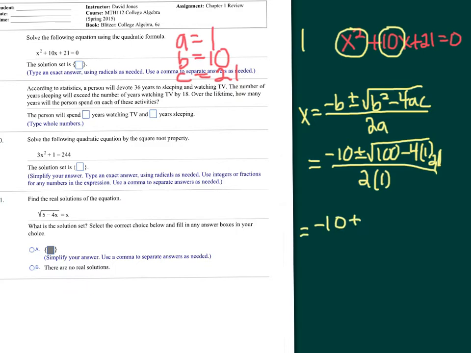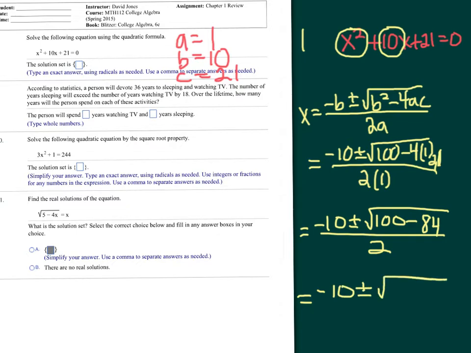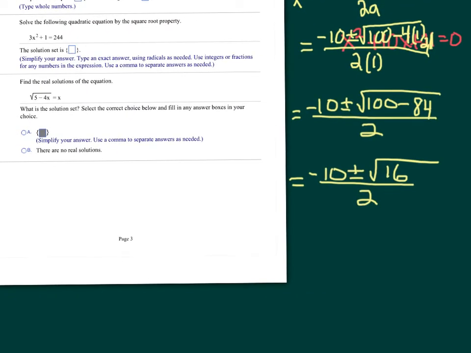Negative 10 plus or minus, we've got 100 minus 4 times 1 times 21 ends up being 84, over 2 times 1, which is 2. 100 minus 84 is 16 over 2. Negative 10 plus or minus the square root of 16 is just 4 over 2.